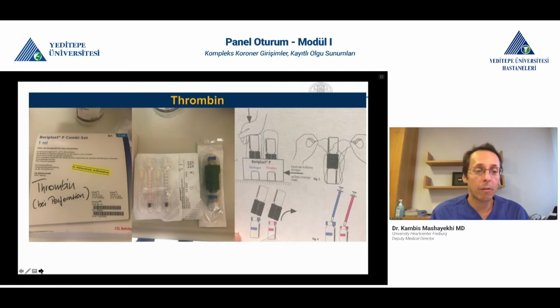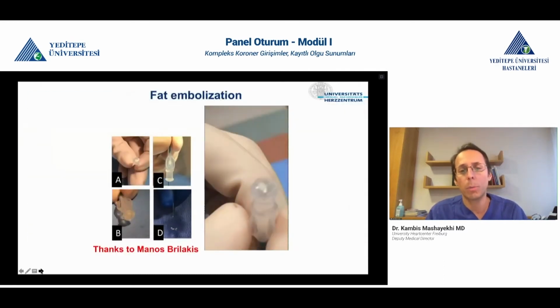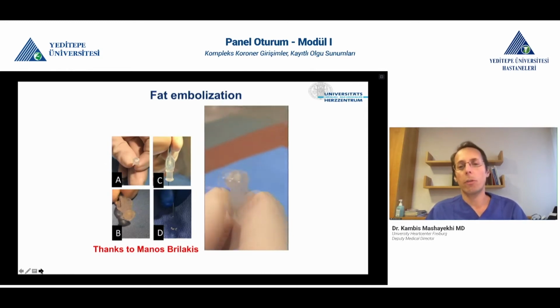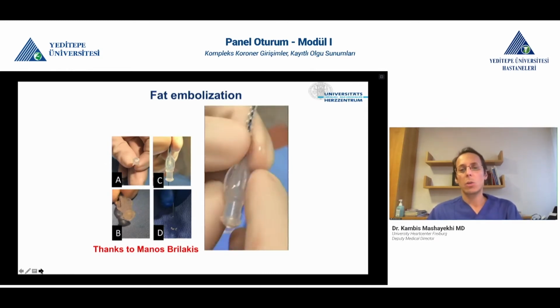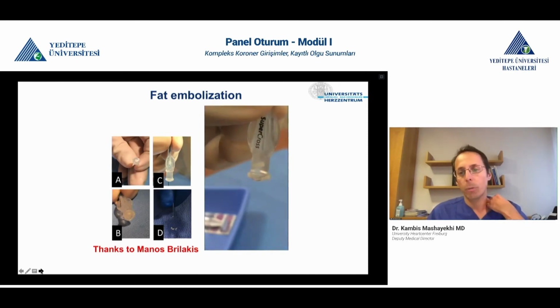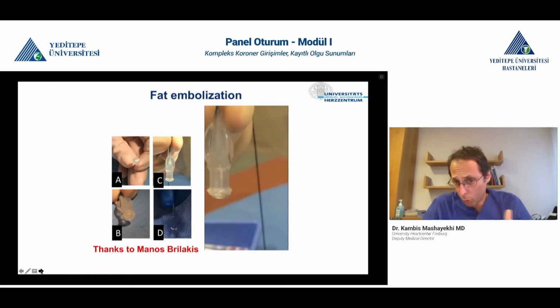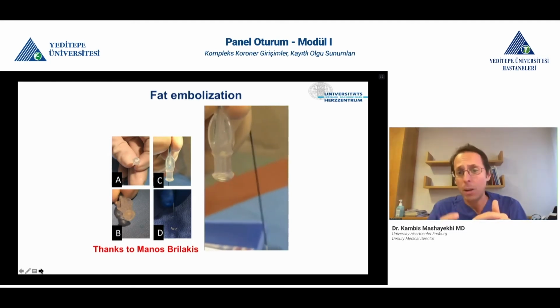So you will have a closure of the vessel. And it's also possible as a bailout to use fat. But the disadvantage is, first of all, you have to understand that fat is floating. So you have to turn your microcatheter, as shown in the video from Manos Brilakis, and then the fat floats in. You get the fat out of your groin. It's not so big a deal. And then you have to put it in.